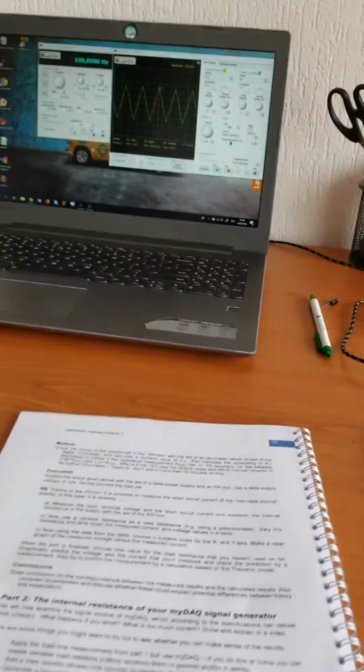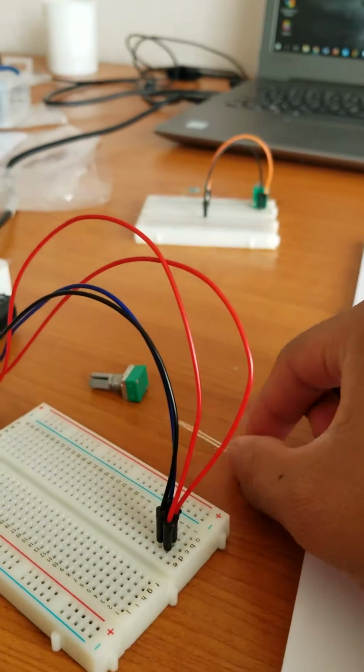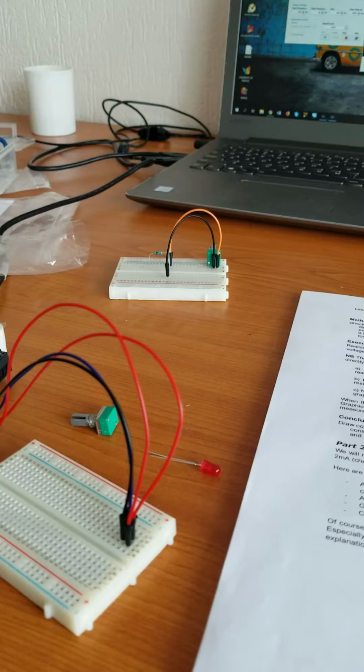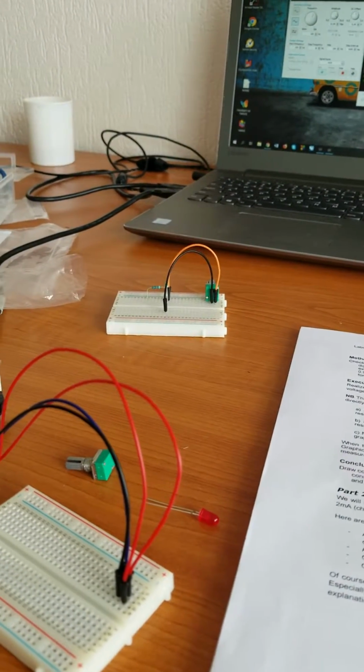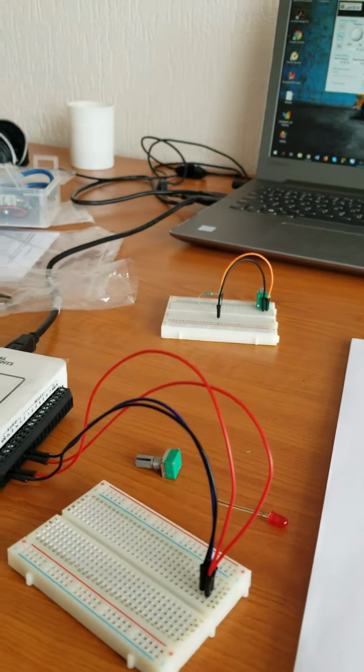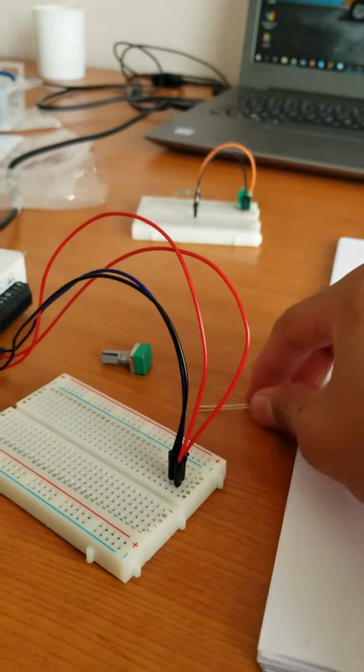And what is too much current? Well, since we are using a LED diode, too much current will be more than 20 milliamps. So of course the MyDAQ is going to be sending less than that, but enough to turn it on, as you can see.